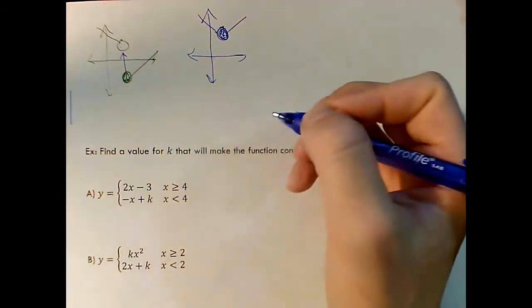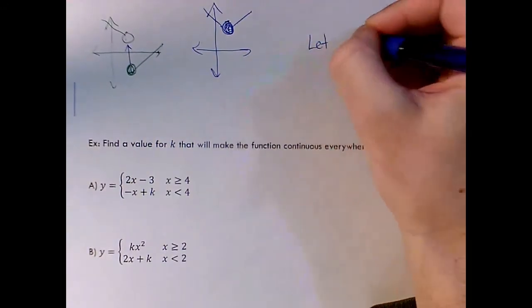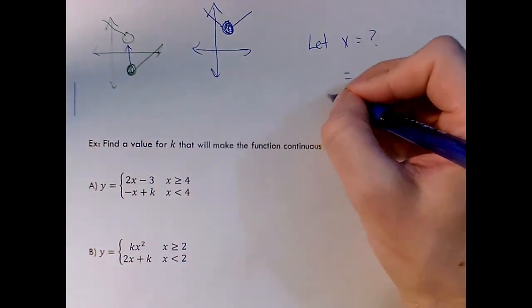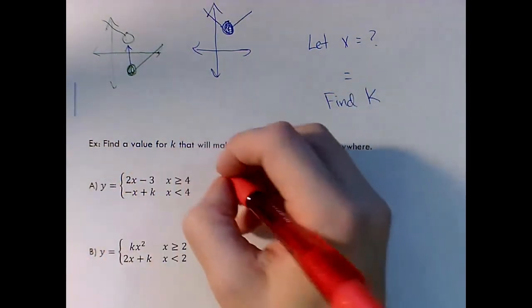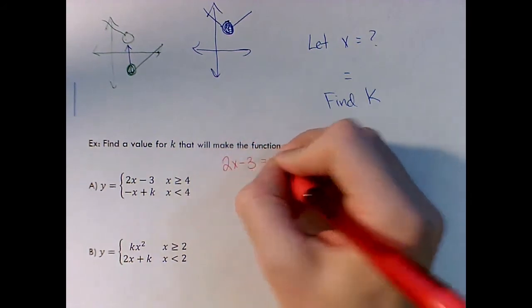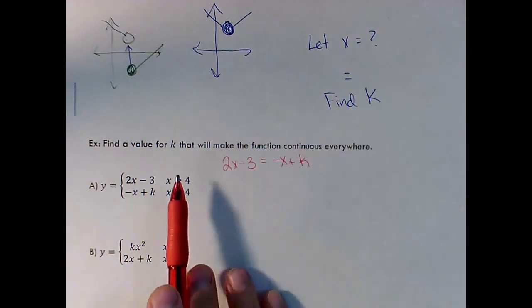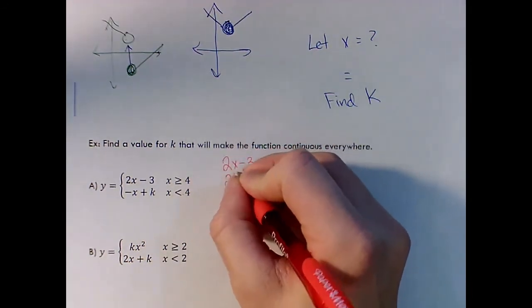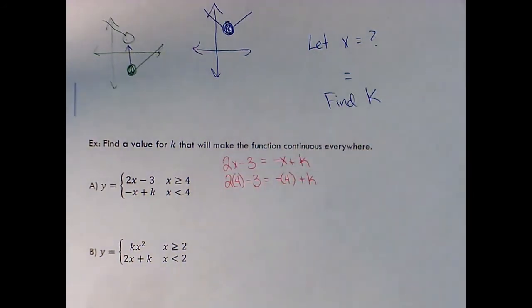Well, we know that the action happens at 4. So what we're going to do is let x equal whatever number this is, and then set the two equations equal to each other and find k. So let's do that. 2x minus 3 equals negative x plus k. All the magic happens when x is 4. So I'm going to replace x with 4, and now I find k.